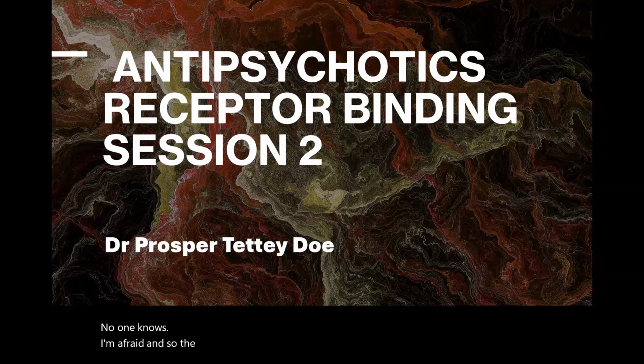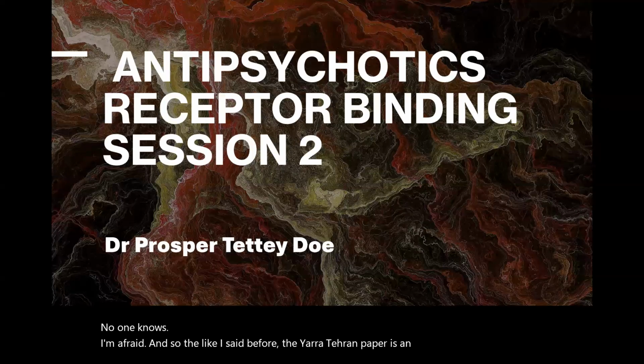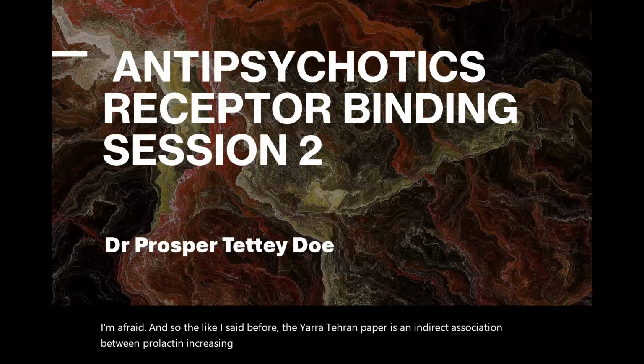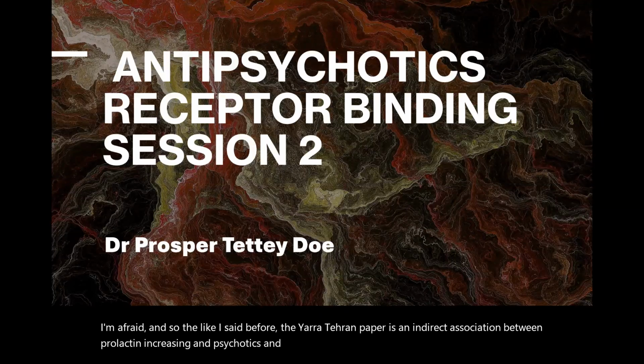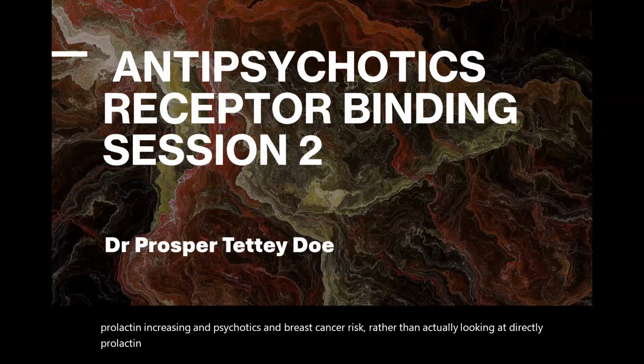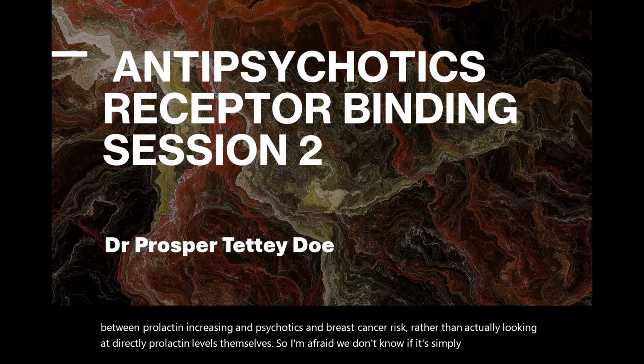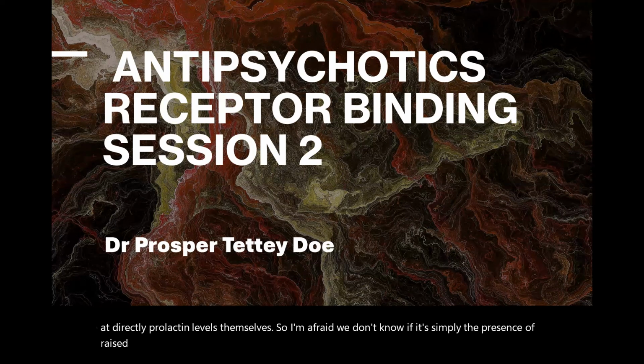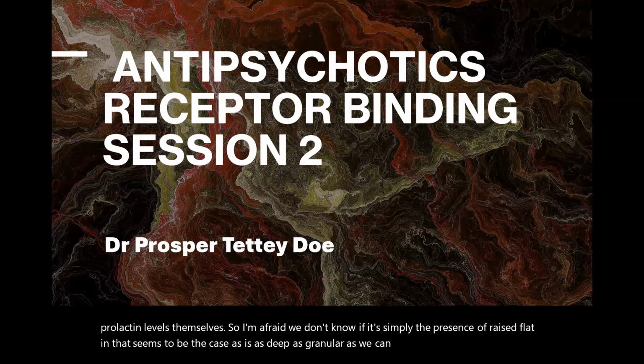Like I said before, the Yari-Tohonen paper is an indirect association between prolactin-increasing antipsychotics and breast cancer risk, rather than actually looking directly at prolactin levels themselves. So I'm afraid we don't know. It is simply the presence of raised prolactin that seems to matter; that is as granular as we can get with the data.